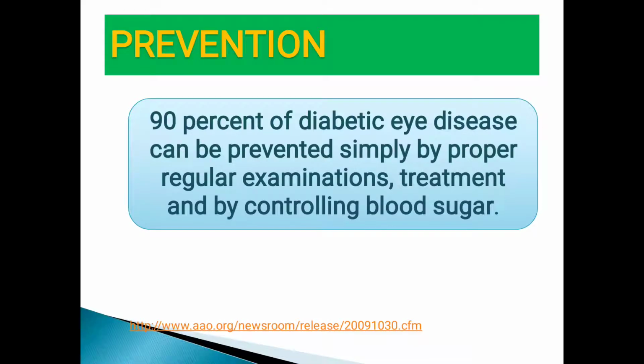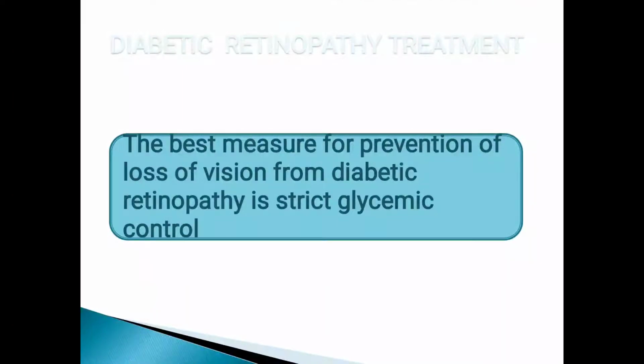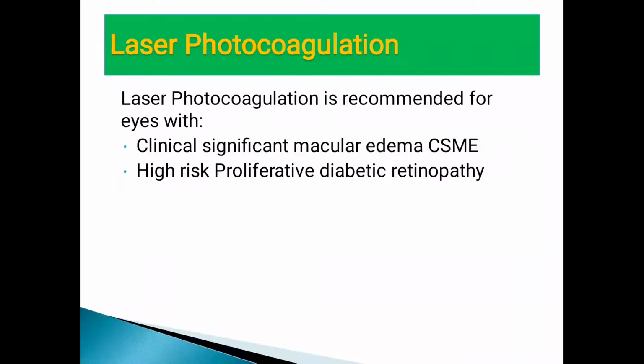So how to prevent diabetic retinopathy? 90% of diabetic eye disease can be prevented simply by proper regular examinations, treatment and by controlling blood sugar. The best measure for prevention of loss of vision from diabetic retinopathy is strict control of blood sugar, and you also need to control the associated comorbidities like hypertension and increased triglycerides.